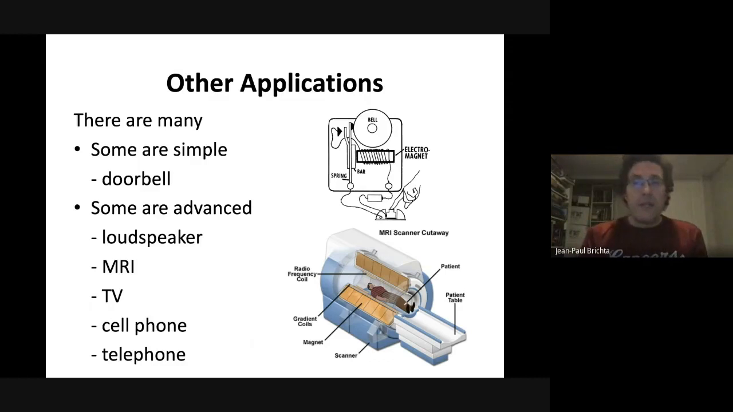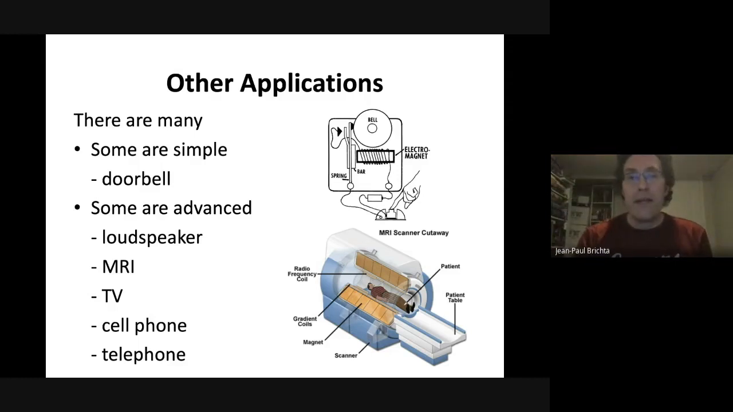Some other applications or devices that use electromagnets: a doorbell. So here's a schematic of a doorbell. You probably have never looked inside the doorbell if you have one at your home. It wouldn't look exactly like this, but it would look something like this, where the idea is that when you press the switch, that closes the circuit and the electromagnet turns on. And when that happens, the electromagnet attracts the bar on the left there.